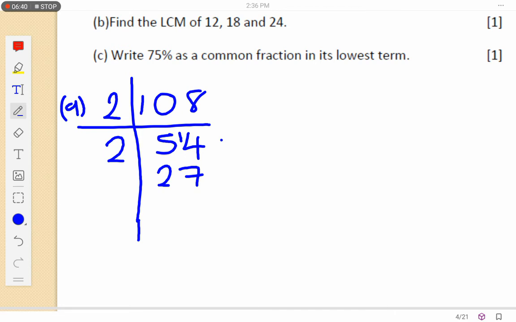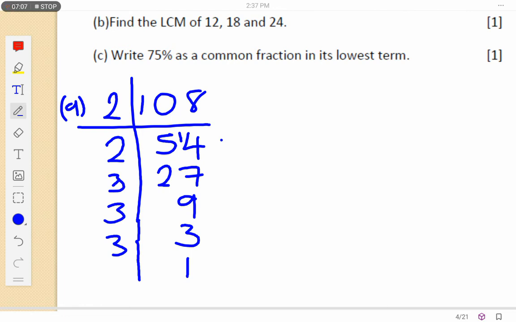Okay, fine. Then the next one, I also have 2, and now I can have 3. 3 into 27, it goes 9 times. Then again, I can take 3 into 9, I get 3 there. So I'm dividing until I get a 1. 3 into 3, it gets 1 time. Okay, so basically I've divided everything.